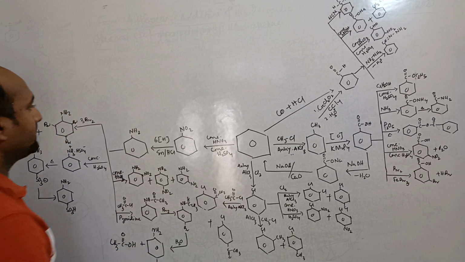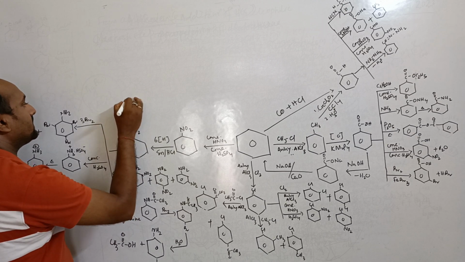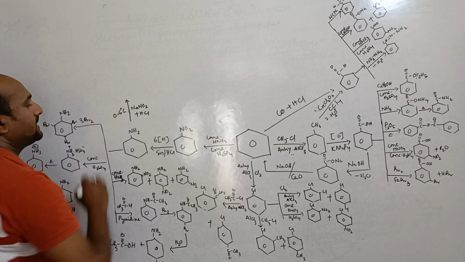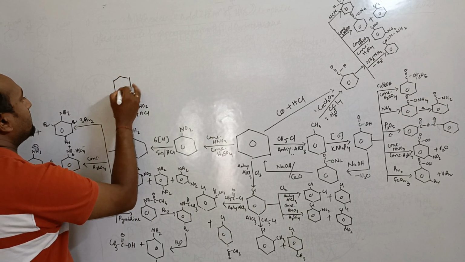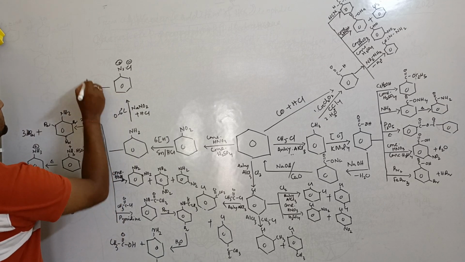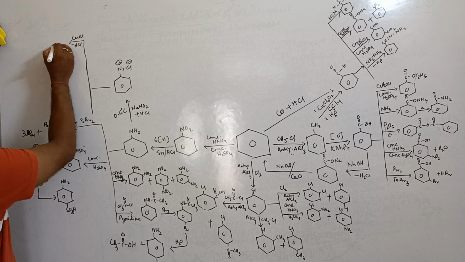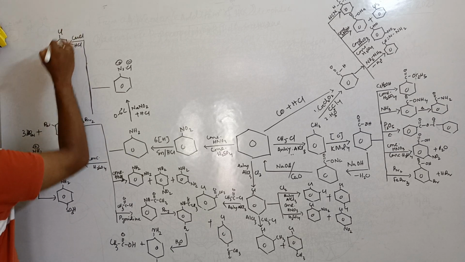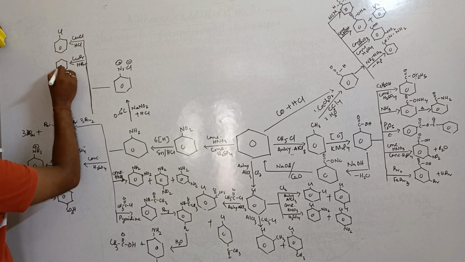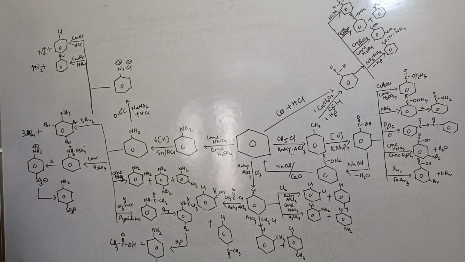Okay. Again, aniline is treated with NaNO2 plus HCl at 0 to 5 degrees centigrade to give benzene diazonium chloride. When benzene diazonium chloride is treated with CuCl and HCl, it forms chlorobenzene. Treated with CuBr and HBr, it forms bromobenzene plus N2 gas. Okay. Here also N2 gas. These two reactions are called Sandmeyer's reaction.